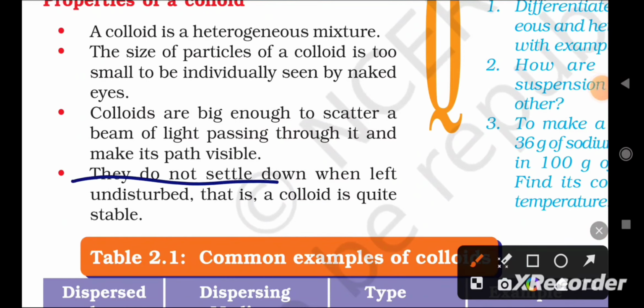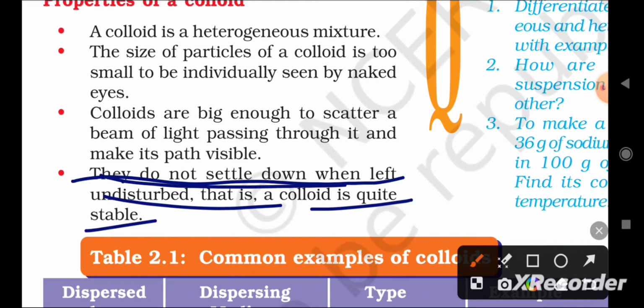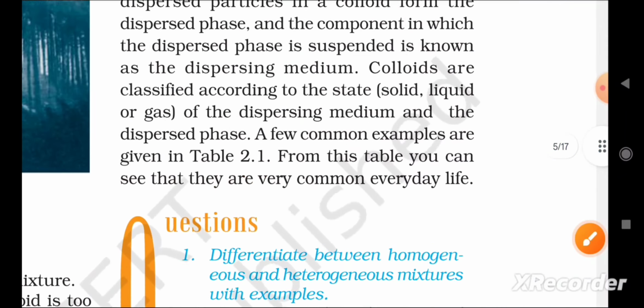They do not settle down when left undisturbed. That is, a colloid is a stable solution. When a colloid solution is left undisturbed, it is quite a stable solution. This is the fourth point.